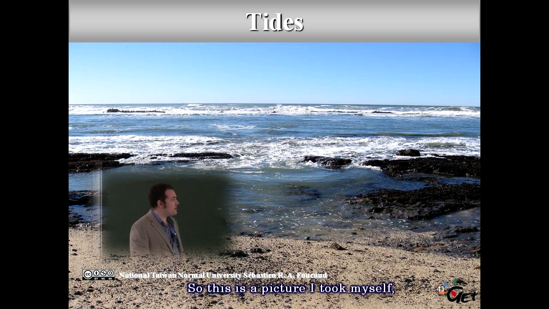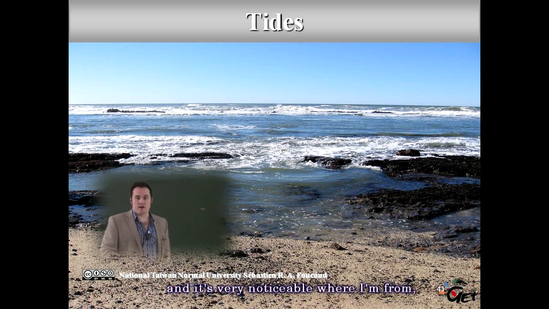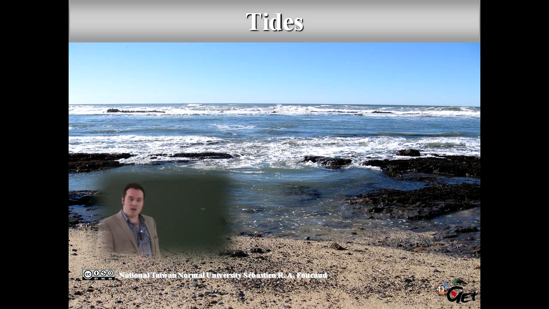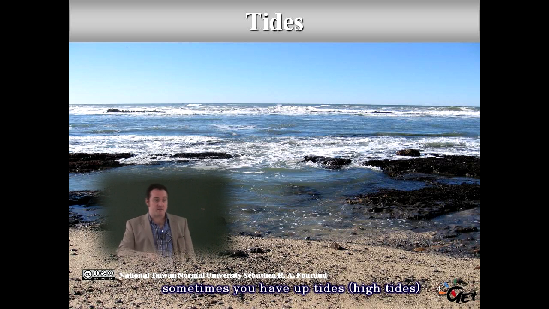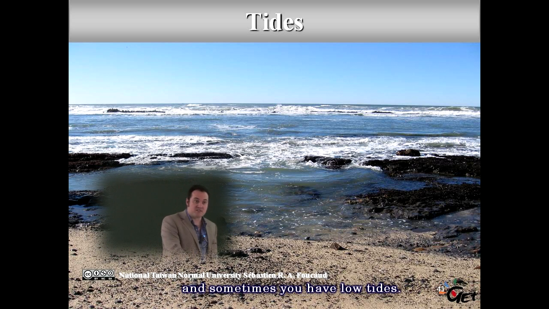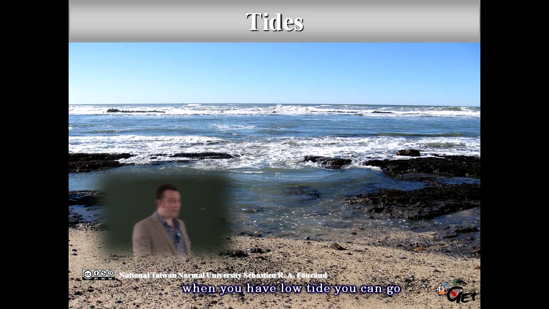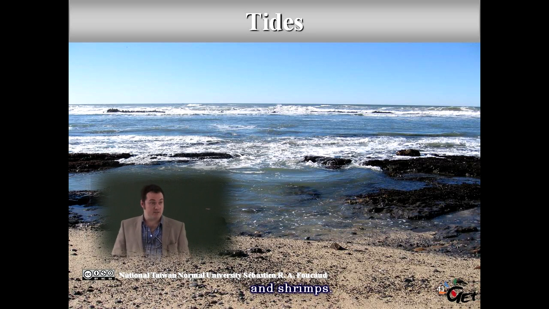So this is a picture I took myself from where I'm from. I was raised near the sea border in France. So you all know, and it's very noticeable where I'm from, because sometimes it can be 10 kilometers away. Every 6 hours, the water is rising and going down. And there is a cycle. So sometimes you have high tides, and sometimes you have low tides. And if you are a fanatic of shellfish, when you have low tides, you can go and pick mussels and clams and shrimps. It's pretty good.